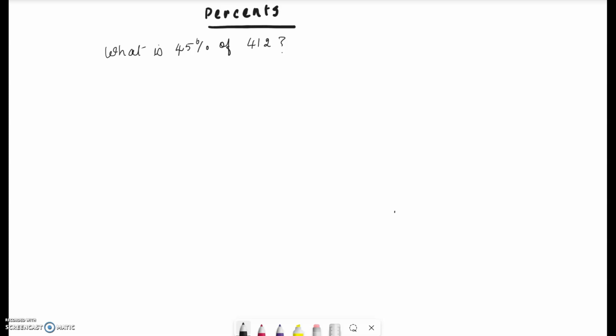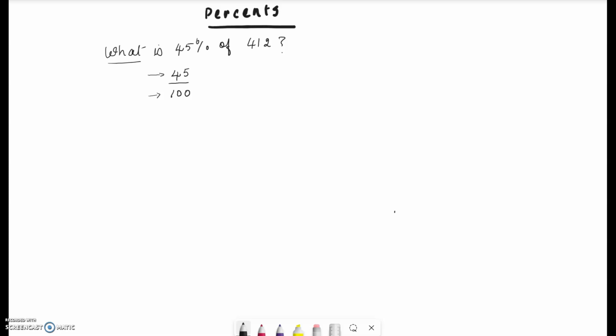So the question is, what is 45% of 412? So let's write down 45 per 100. So that's 45%. So the total is 100 and 45 is part of it.